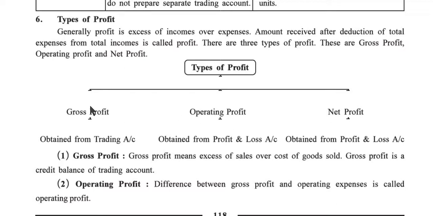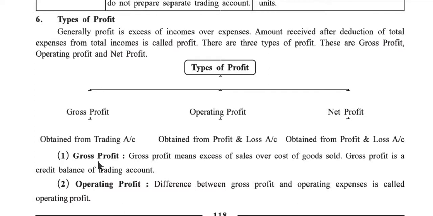Difference between gross profit and operating expense is called the operating profit. Now, net profit. When we prepare the profit and loss account and get this amount, it is called net profit. Obtained from the trading account, gross profit. Obtained from the profit and loss account, operating profit. And obtained from the profit and loss account, net profit.